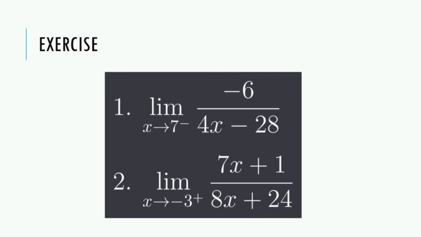As exercises, find the limit of negative 6 all over 4x minus 28 as x approaches 7 from the left, and find the limit of 7x plus 1 all over 8x plus 24 as x approaches negative 3 from the right.